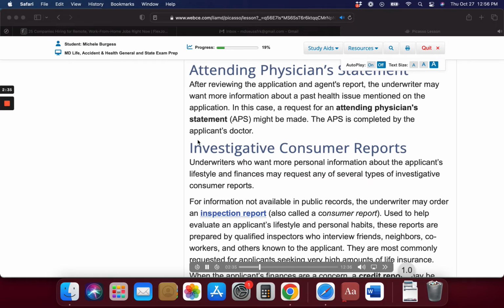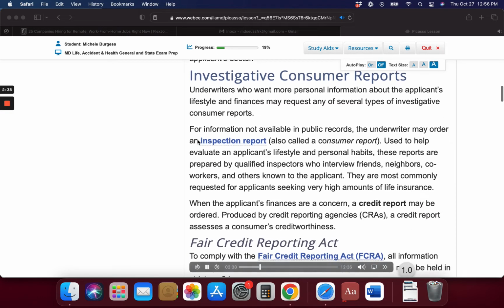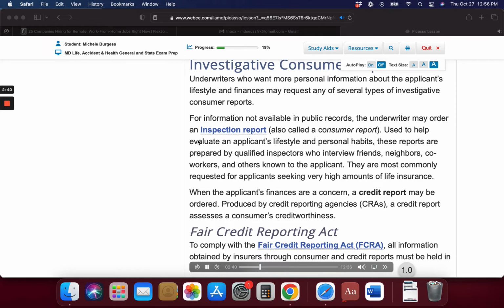Investigative consumer reports. Underwriters who want more personal information about the applicant's lifestyle and finances may request any of several types of investigative consumer reports. For information not available in public records, the underwriter may order an inspection report, also called a consumer report. Used to help evaluate an applicant's lifestyle and personal habits, these reports are prepared by qualified inspectors who interview friends, neighbors, co-workers, and others known to the applicant. They are most commonly requested for applicants seeking very high amounts of life insurance.